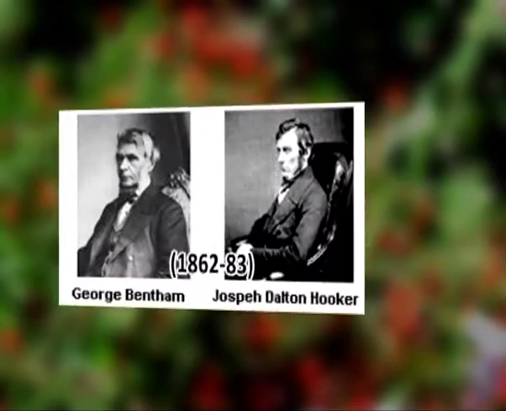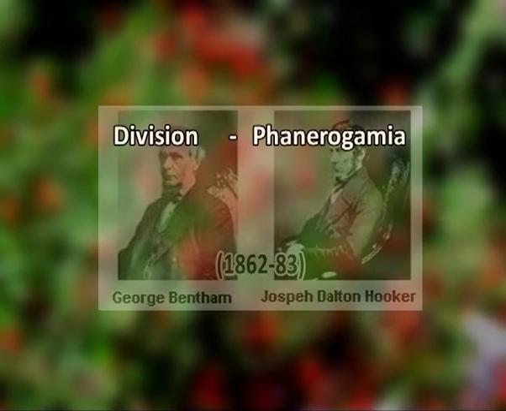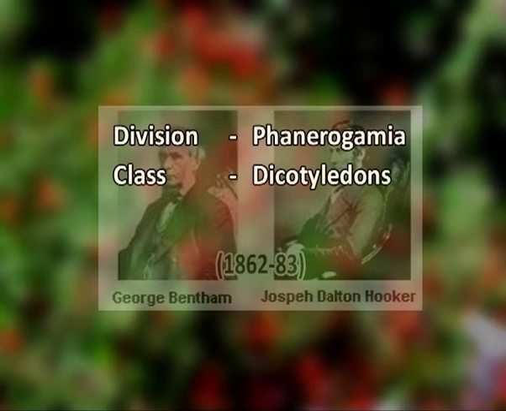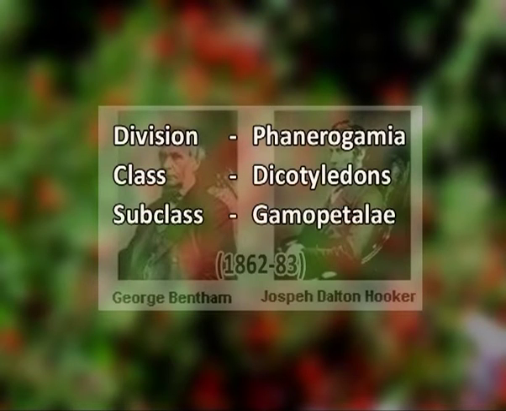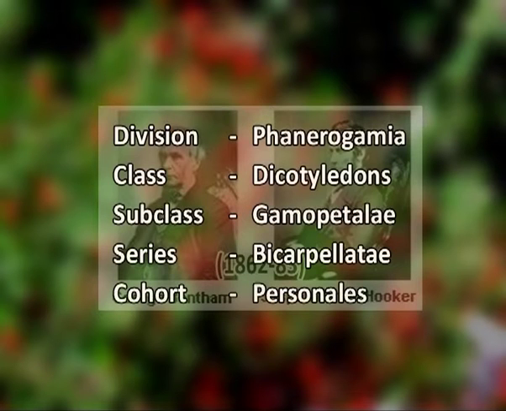Different workers have put forth different classification systems. We'll talk about some of the important classifications. First one is that proposed by 2 famous British botanists, Bentham and Hooker, in 1862-1883 in their book Genera Plantarum. According to this system, Acanthaceae are placed in division Phanerogamia, class Dicotyledons, subclass Gamopetalae, series Bicarpellatae, cohort Personales.